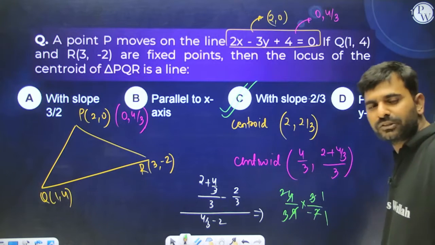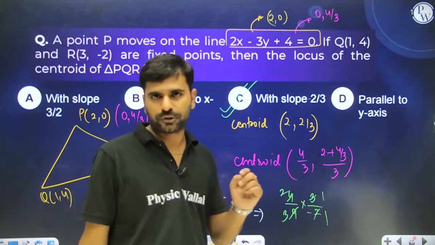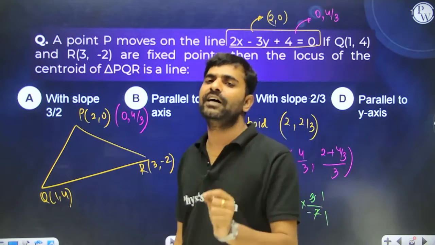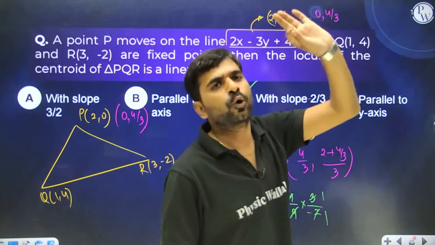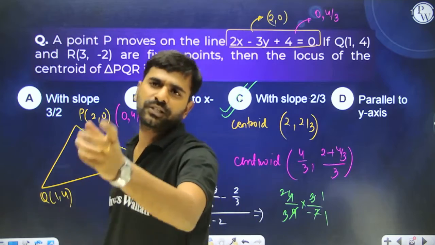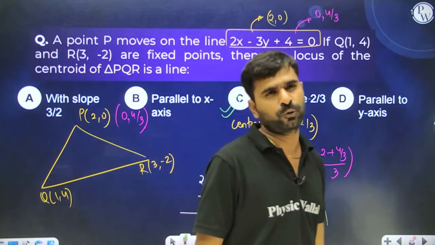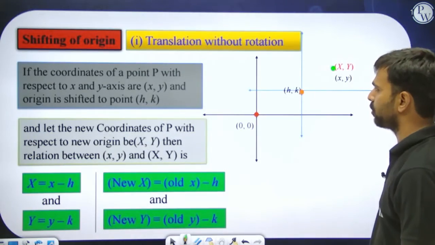Right. So that's what I'm telling you, that through options itself you will be able to solve the questions of locus. In order to solve the questions of locus, you just need to find out a few points which satisfy the equation of locus. That's it. Because a locus will have infinite points on it. From those infinite points, if you are able to find a few points which have to satisfy the equation of locus, from there itself you will be able to solve all the questions of locus.